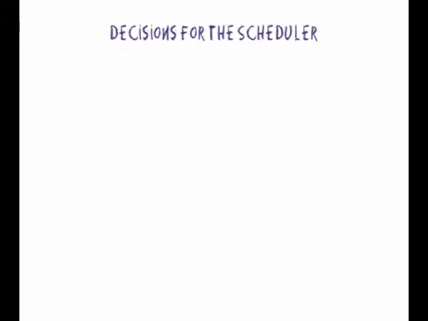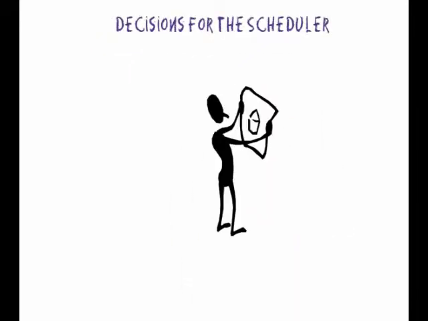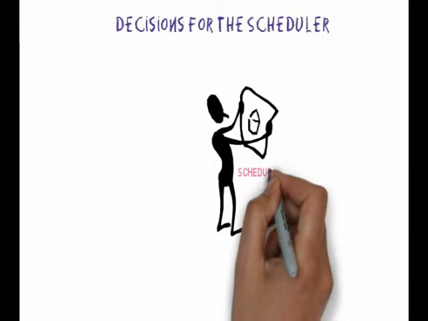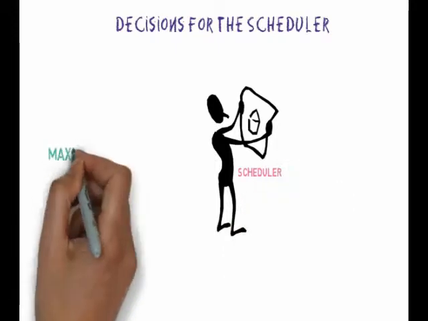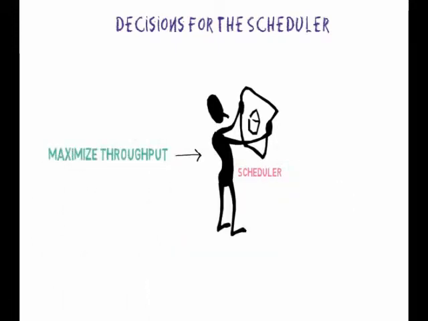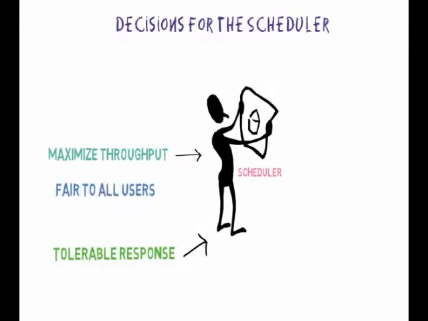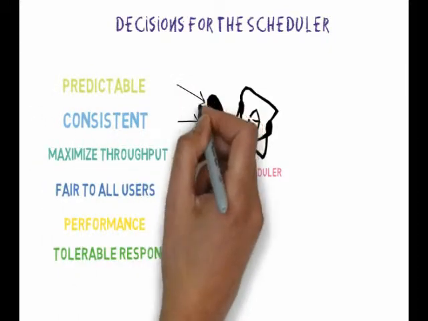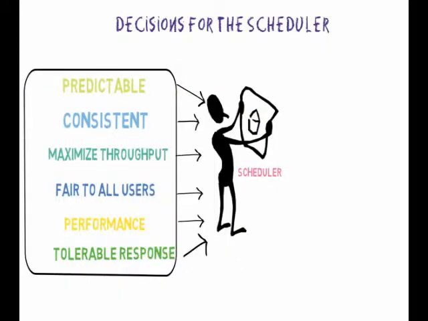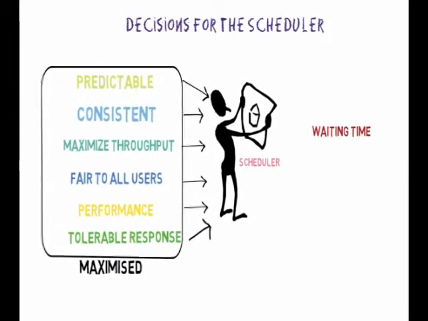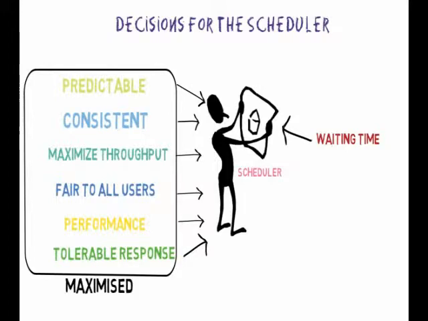A scheduler has to make a decision of what process should be sent into the CPU next. This decision has to be made according to a set criteria. Maximize the system throughput, provide tolerable response, be fair to all users, be consistent and predictable. Waiting time and response time should be minimized.